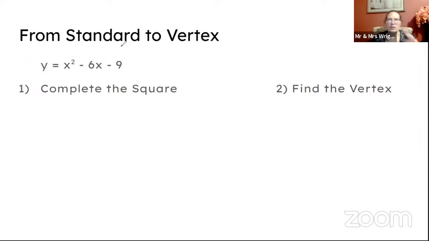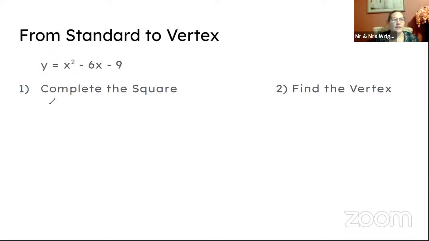So what happens though if you have a standard form of a quadratic equation and you need to put it in vertex form? How do you do that? Well, there's two ways to do that. One, you're already familiar with, completing the square. We know how to do this, right? What do we do to complete the square?